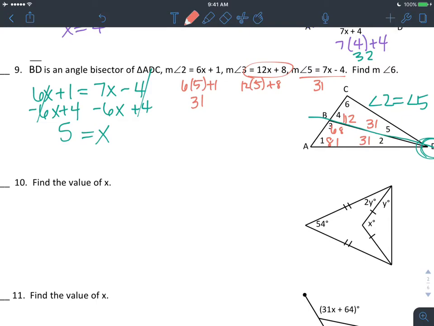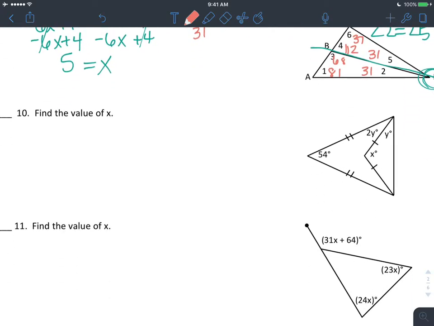Then we're going to have angle 6. We know that 4, 5, and 6 should add up to 180 because they were the three angles in a triangle. So 180 minus 112 minus 31 gives us 37. So angle 1 is 81, 2 is 31, 3 is 68, 4 is 112, 5 is 31, and 6 is 37.